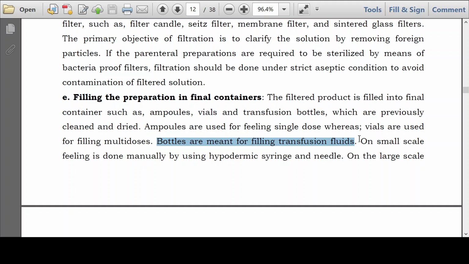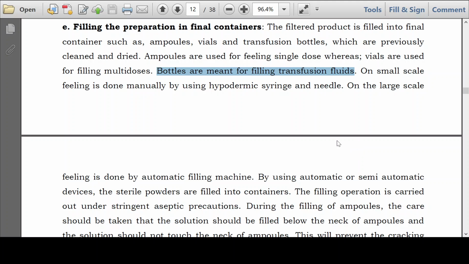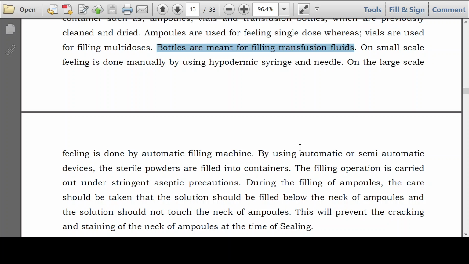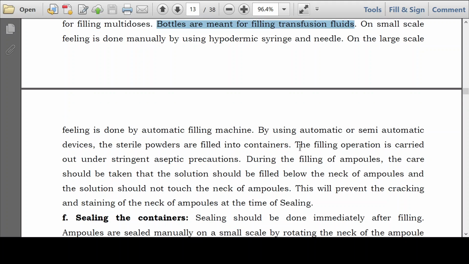On small scale, filling is done manually by using hypodermic syringe and needle. On the large scale, filling is done by automatic filling machine. Obviously, on the large scale, filling is carried out by using filling machines. So filling machines are already calibrated for the predetermined amount of formulation which is to be filled inside the ampoule or vial, and only that particular amount of parenteral product is filled inside the ampoule or vial. Automatically the filling will be done.